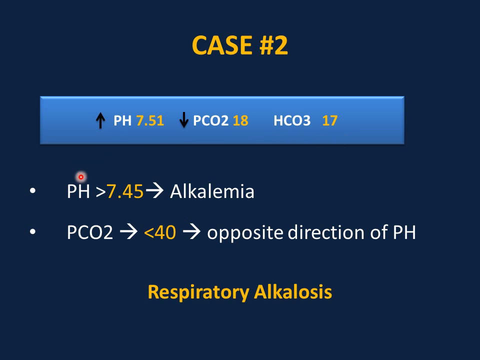So the first thing is to check the pH, the second thing is to check the PCO2. Never go to the bicarb after the pH. You will miss the primary disorder. So check the pH, then the PCO2. If they are in the opposite direction, you are dealing with respiratory. If the pH shows alkalemia, then this is respiratory alkalosis.